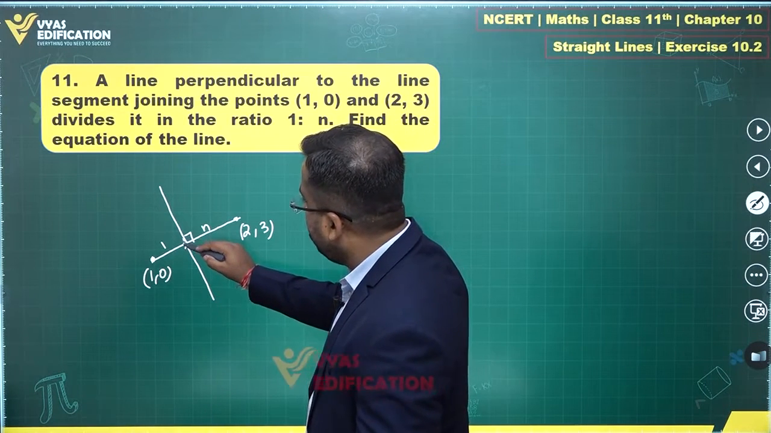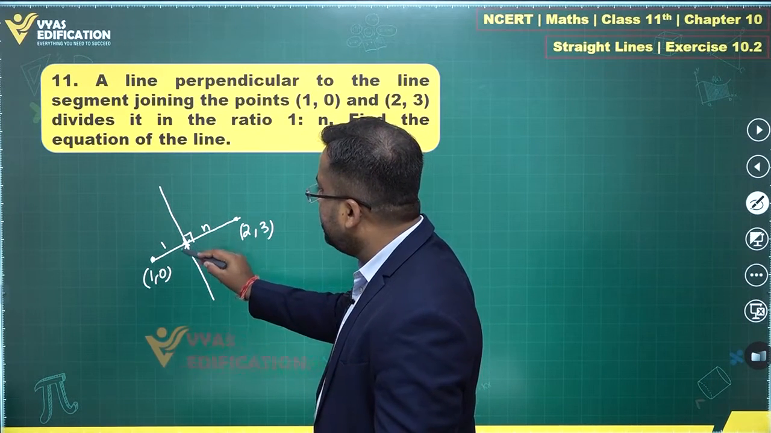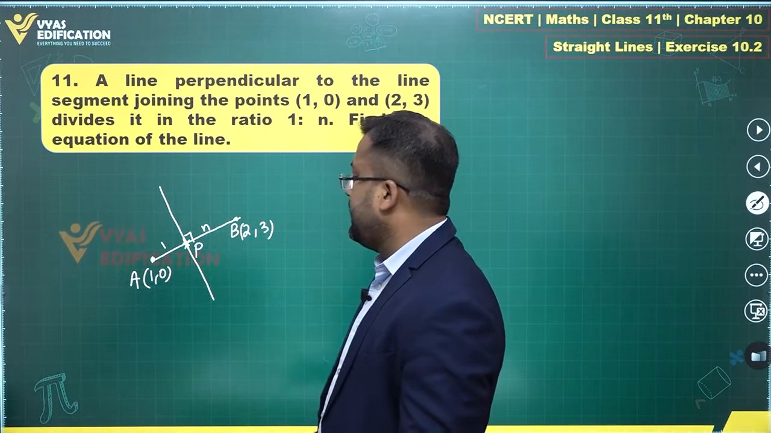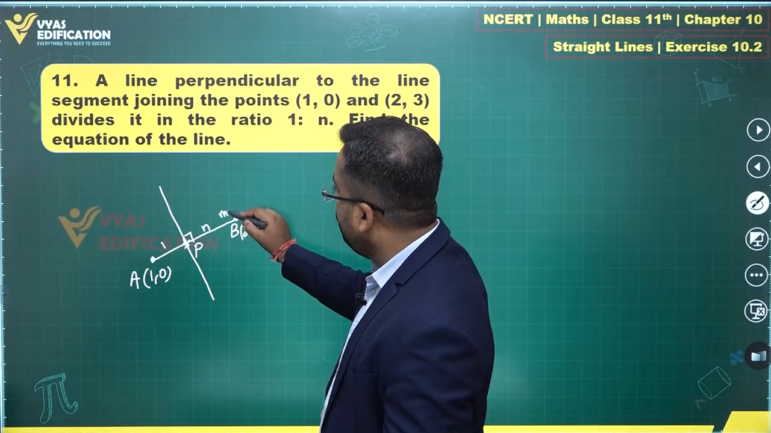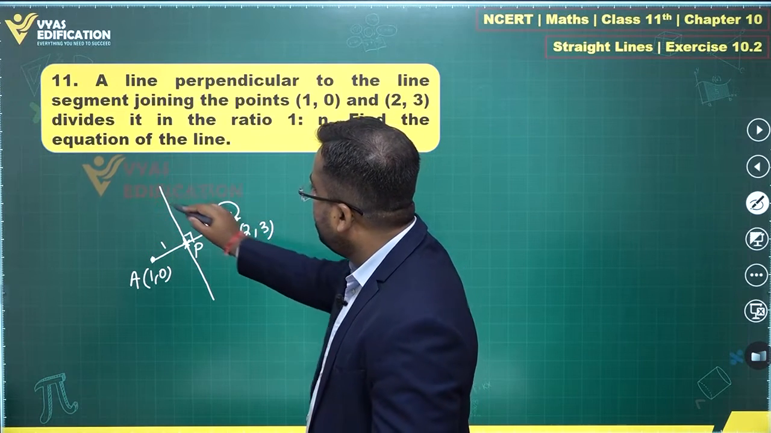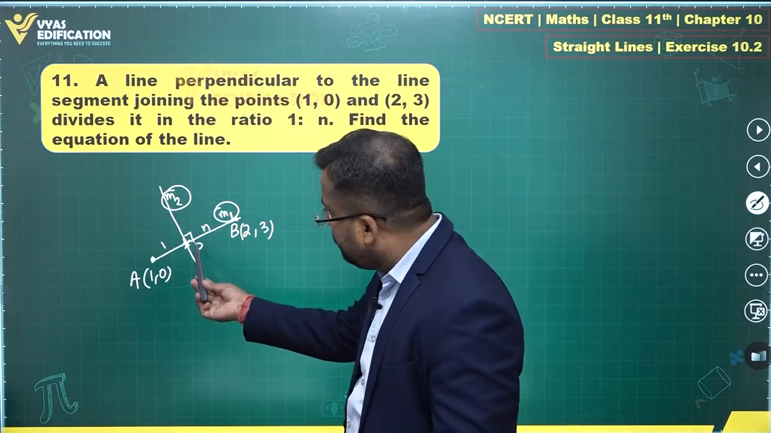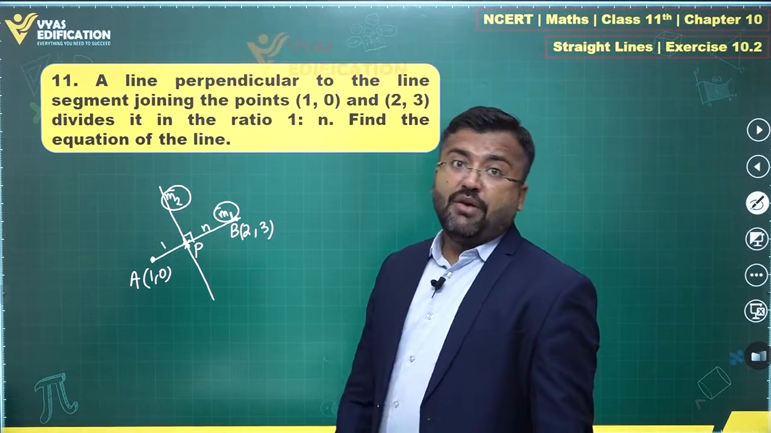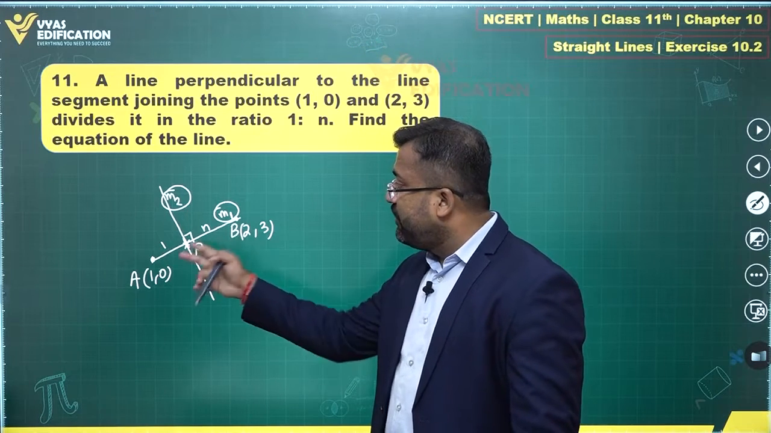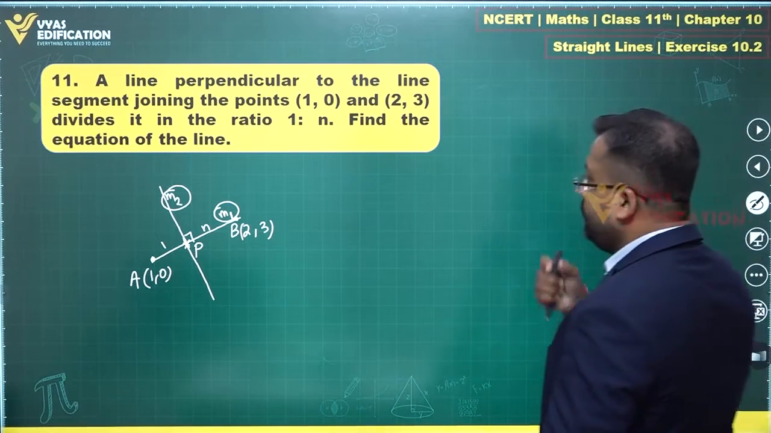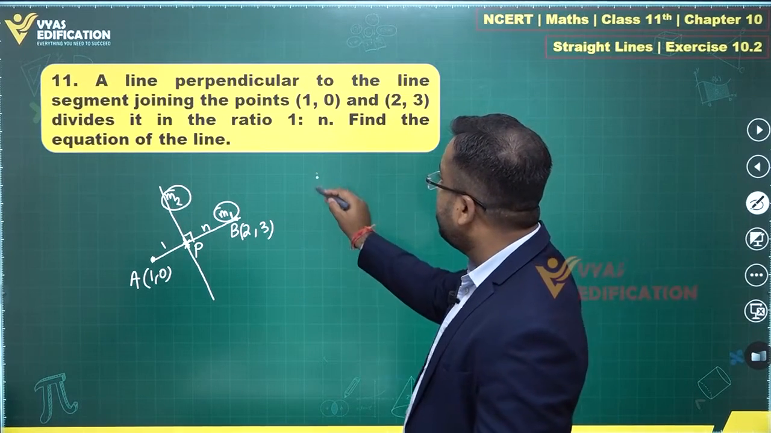The equation of the line can be obtained if we can find this point over here. Let's call this A, this B, and this P. We have slope m1 and we can find slope m2 as well. So that's only one condition. The other condition will be found by finding this point, and this point can be found by using the section formula. So for the line, I need two things. I need the point P.